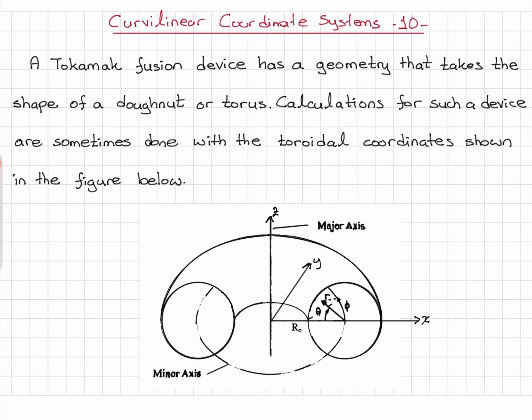Curvilinear coordinate systems 10. A tokamak fusion device has a geometry that takes the shape of a donut or torus. Calculations for such a device are sometimes done with the toroidal coordinates shown in the figure below. r, theta, and phi are the toroidal coordinates.